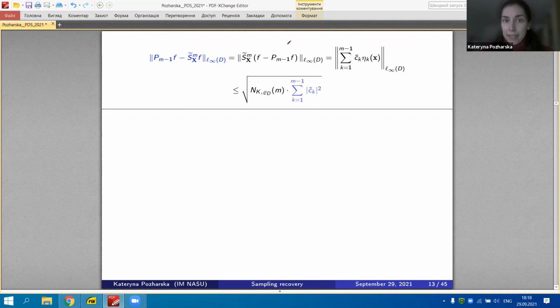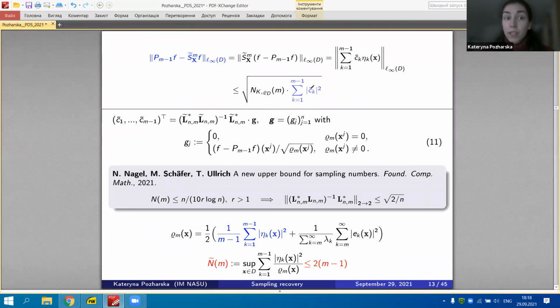And now we need to estimate the coefficients of our approximant. But the coefficients are not just for function f, but for f minus projection. And we split it into two parts also. So first we estimate the spectral norm of our matrix and its inverse. And here we can use the result by Nagel, Schaeffer, and Ullrich. Namely, they proved a two-sided bound. And for this first approach, it is enough to have only this upper bound and put here 7.